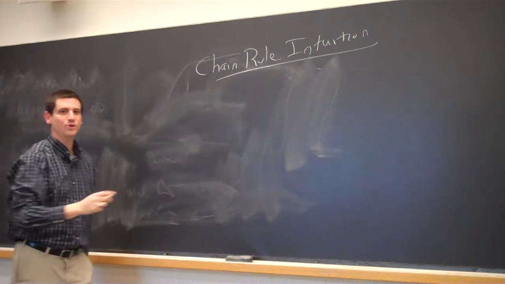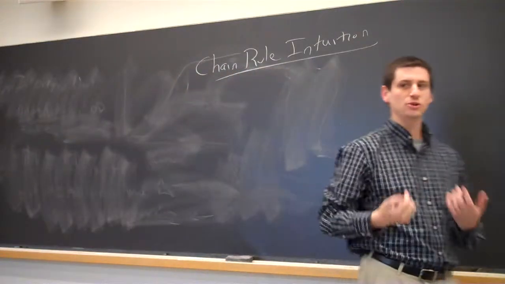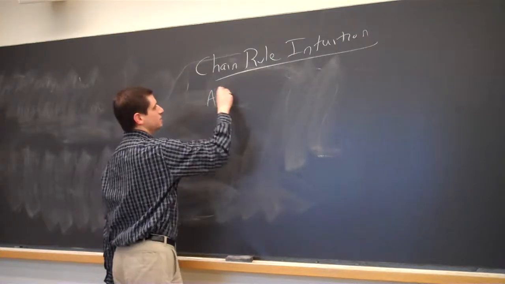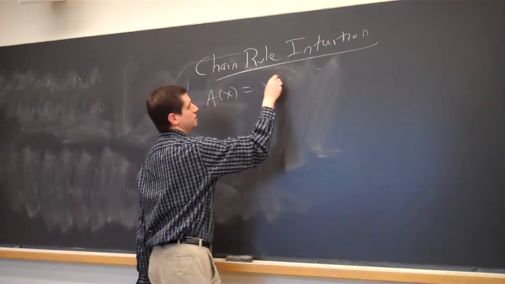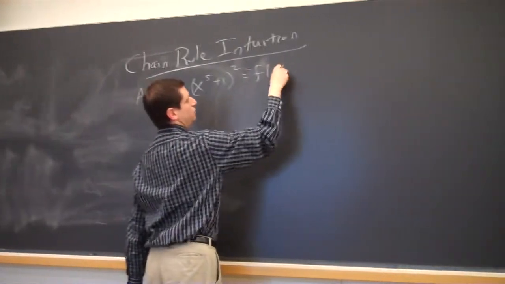Alright, chain rule intuition. How did we get a proof for the product rule? We built intuition by looking at simple functions. So let's consider the following. Let's let a of x be x to the fifth plus 1 squared, which is f of g of x.